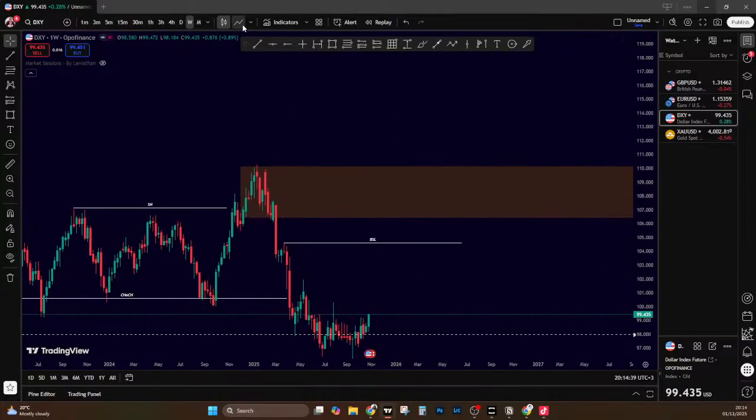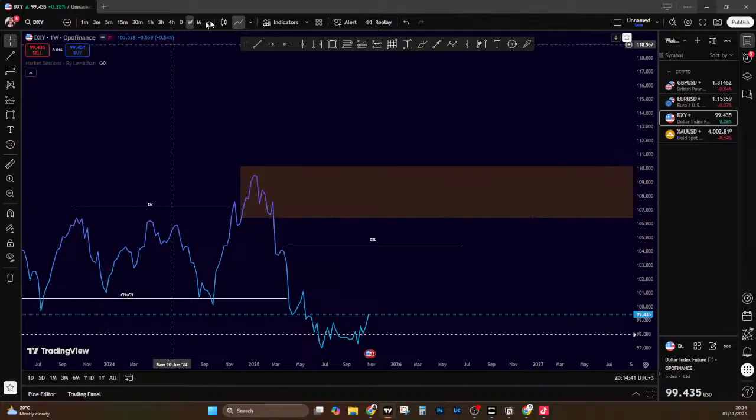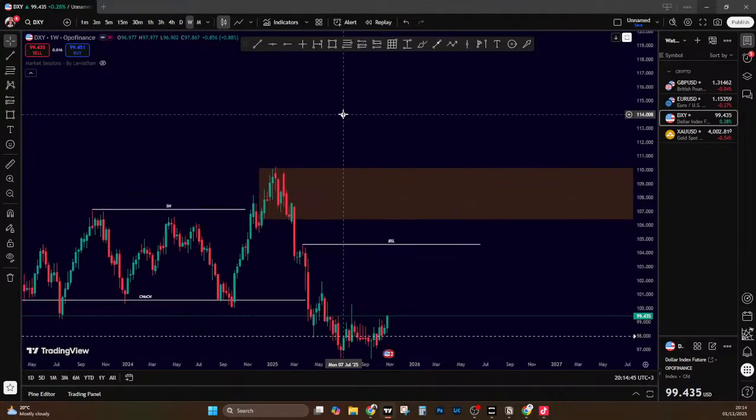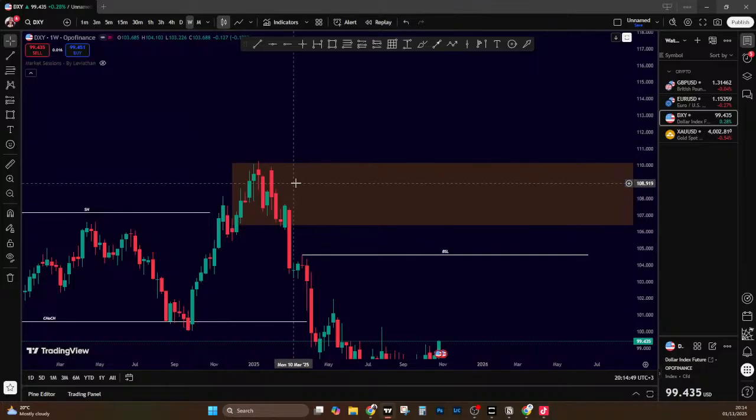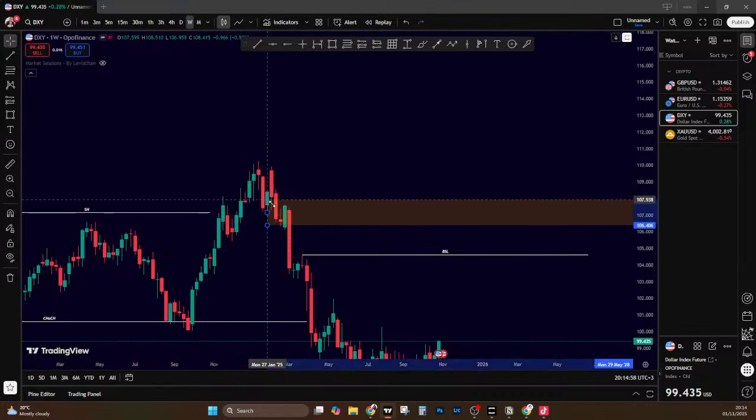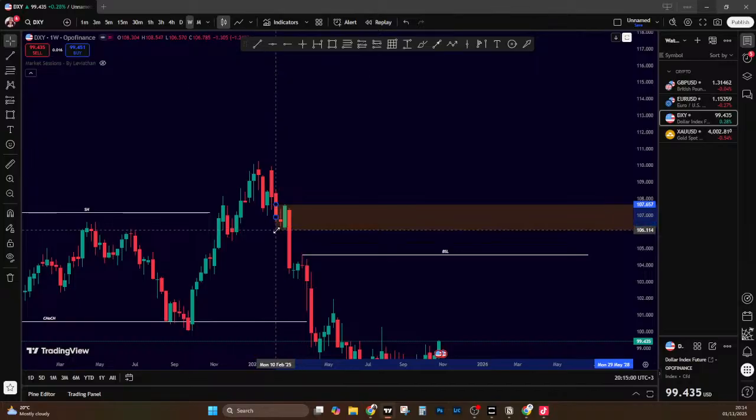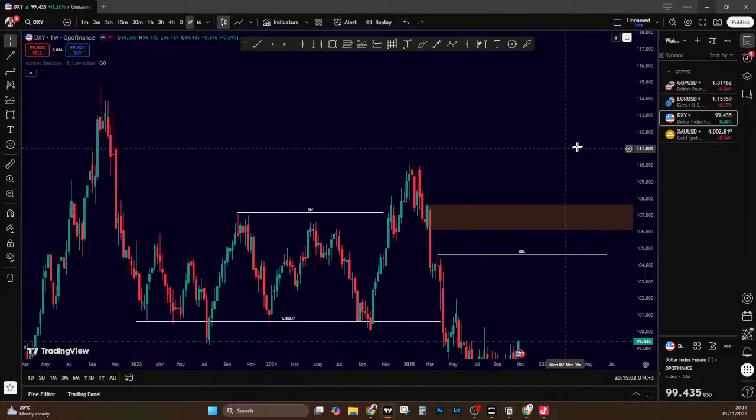And then around our QML, this is the order block we have, because this was the last buy before this sell and it was mitigated by this one. So we can do what?